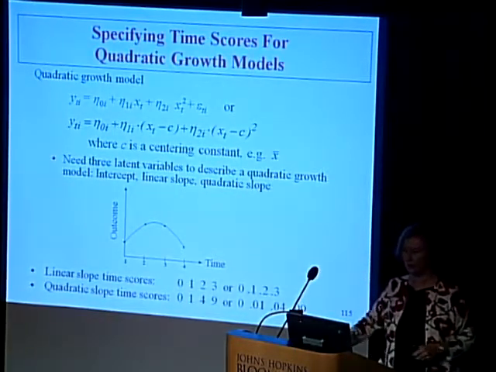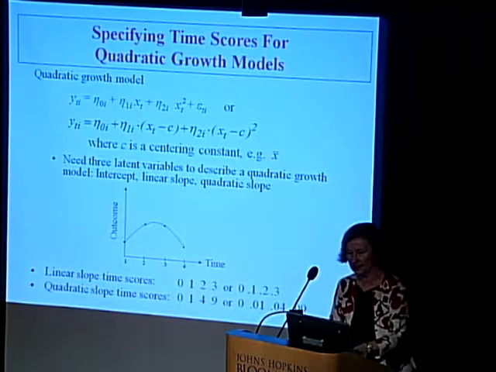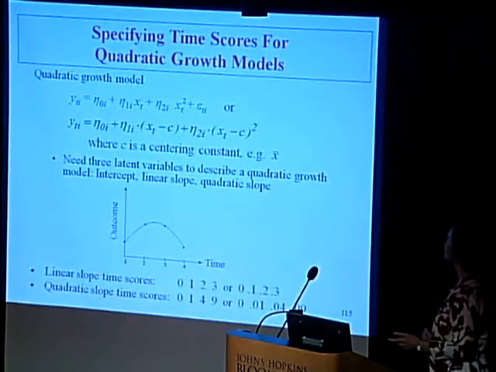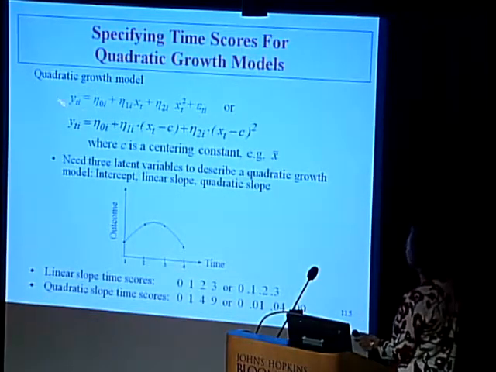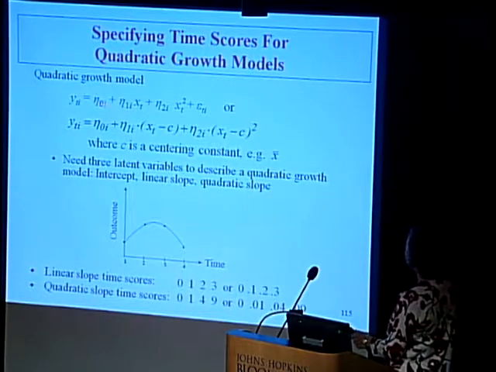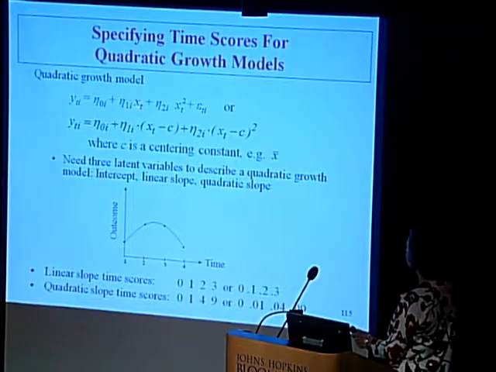Okay, so that's one way of dealing with nonlinear growth. A second way is estimating a quadratic model. So here we have a quadratic model. We have our outcome equal to our intercept growth factor plus our linear growth factor times x, the time scores, plus our quadratic growth factor times the time scores squared, plus a residual.